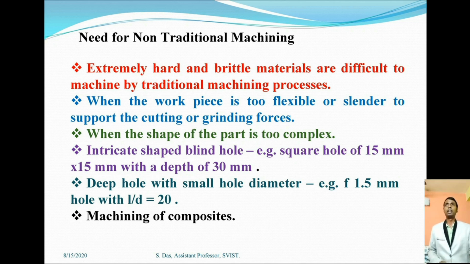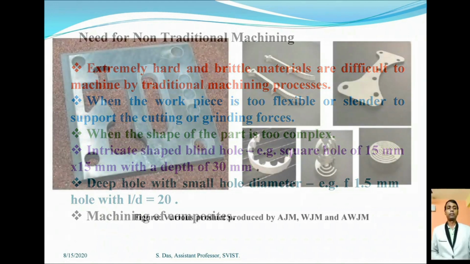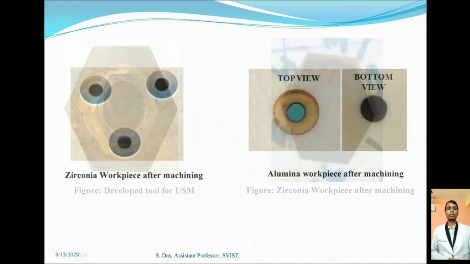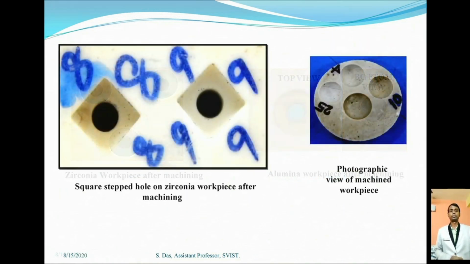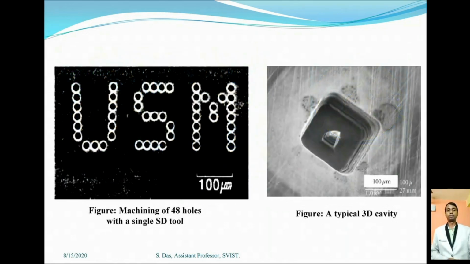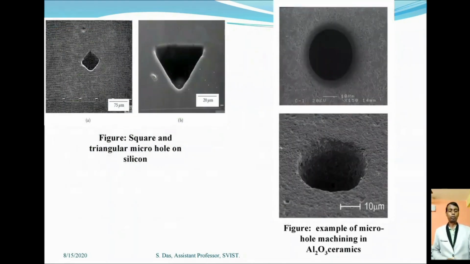Now I give you some examples of non-traditional machining processes where you see that many complex shapes are generated. This is a circular step hole, a square step hole, micro level work.